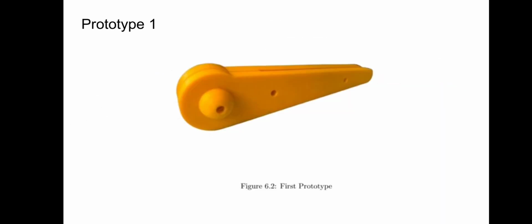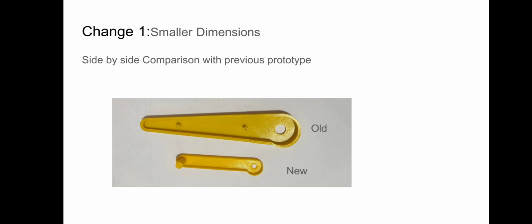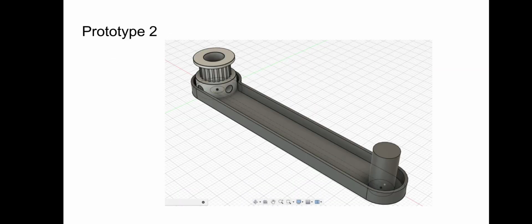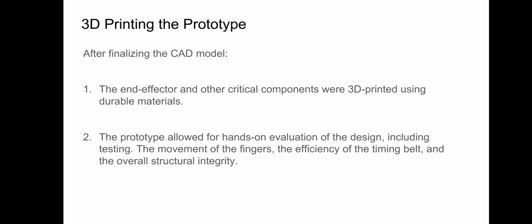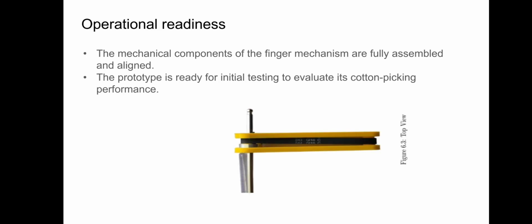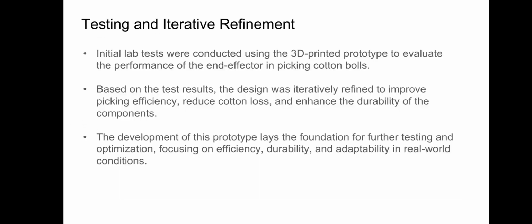This was our first prototype and this smaller one is our second prototype. All the issues were addressed in the second prototype by reducing the dimensions and using an industry made closed belt. This black one is an industry made closed belt, which significantly improved the functionality and reliability of the system.